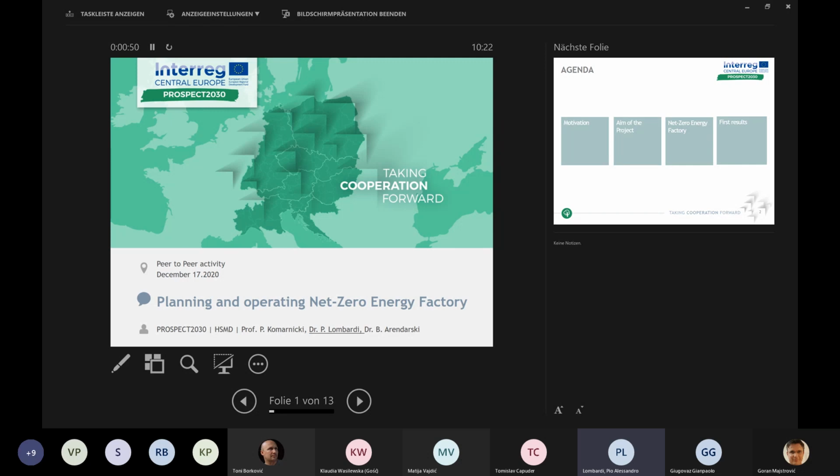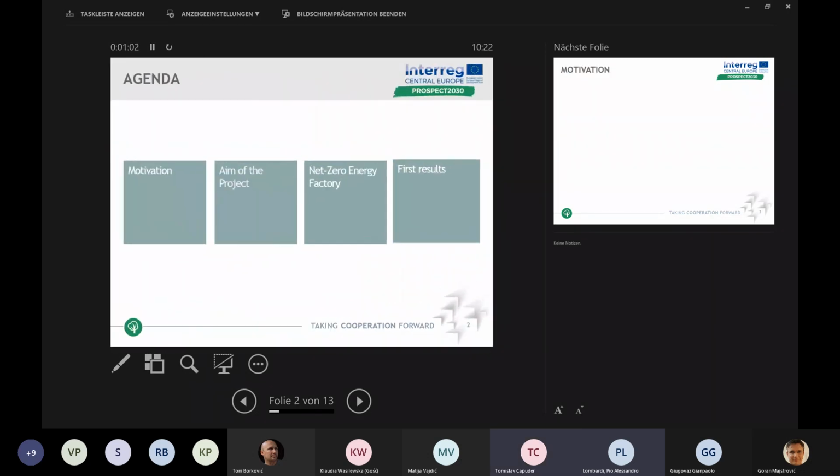Both in Germany and also in Poland, we are trying to develop solutions for integrating renewables and to create new flexibility options. In the German part, the idea is to plan and to operate factories as net zero energy.